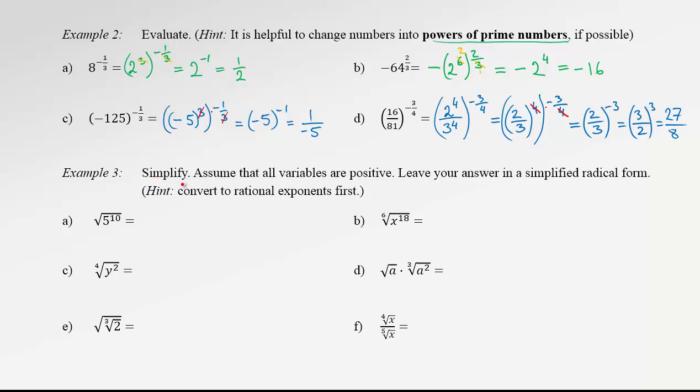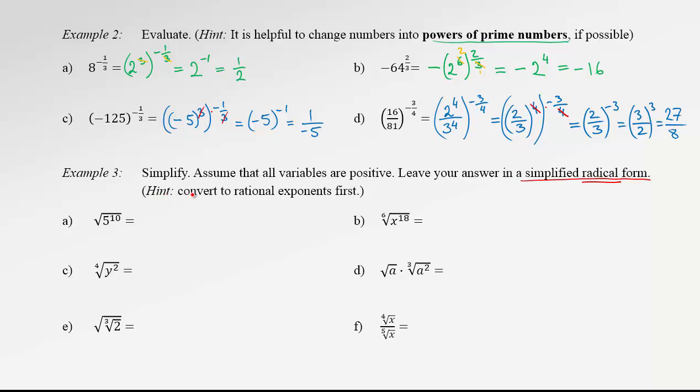Here we need to simplify radicals. Also, we assume that all variables are positive. That's useful to know because remember, when we've been working with even degree radicals, we've always been making sure the answer ends up with a positive value. Since all the variables are positive, we don't have to worry about the absolute value problem, right? Also, leave your answer in simplified radical form. We always need to read the instructions carefully. So we need to leave our answer in simplified radical form.